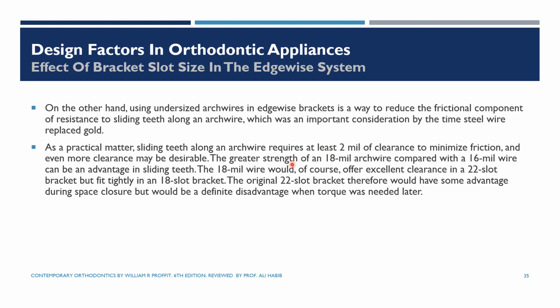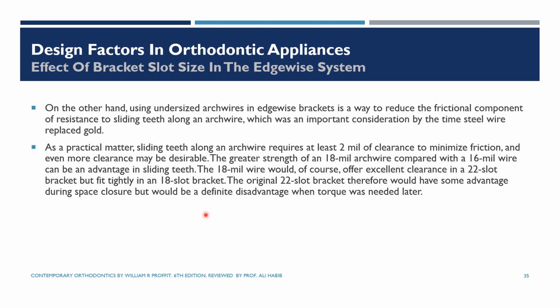Using 16 mil wire, however, during sliding might create tipping of the canine when we do canine retraction, because it's not stiff enough. But with 18 brackets we cannot use any larger dimension wire. With 022 we can use 18 mil, which will resist the tipping effect more than the 16. So when we do a lot of sliding mechanics, it's much better to use the 022 bracket size with 18 mil wire.